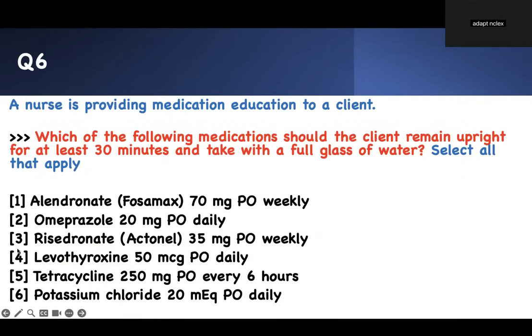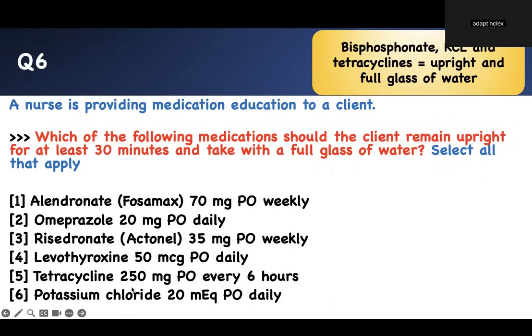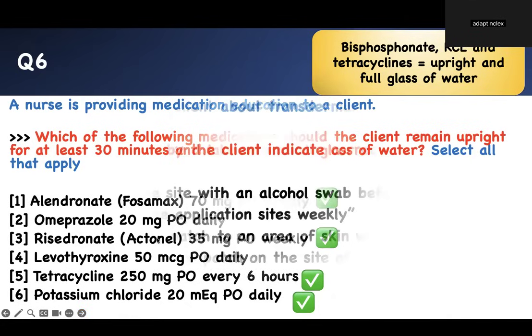Therefore, what do you think are the right answers? Alendronate is number one. You have to remain upright with a full glass of water. Risedronate, upright with the full glass of water. Tetracycline is upright with the full glass of water. And potassium, upright with the full glass of water. Remember, it can cause esophagitis, and therefore you have to drink a lot of water with it and remain upright. A little bit tricky, but that's the answer choice.